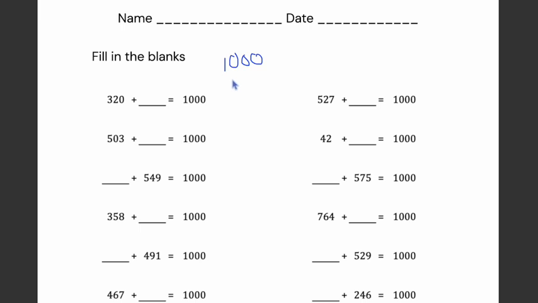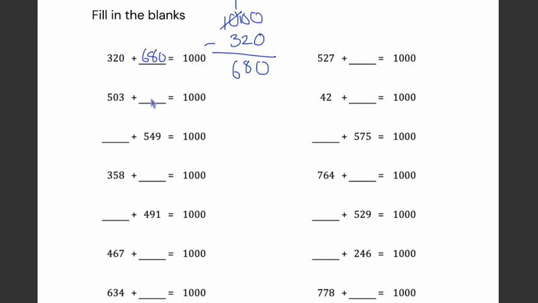So let's write that over here. And then we subtract normally to find the unknown. So 0 minus 0 is 0. 0 minus 2, we have to take a 10, so this becomes a 9. So 10 minus 2 is 8. And 9 minus 3 is 6. So our missing number here is 680. Now you can do the same thing for all of these problems.